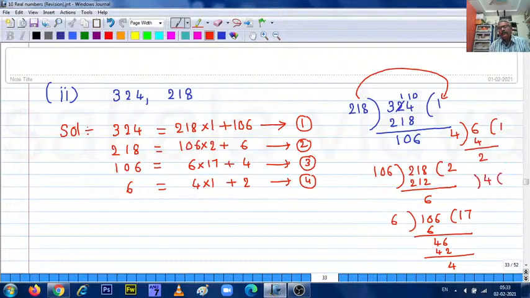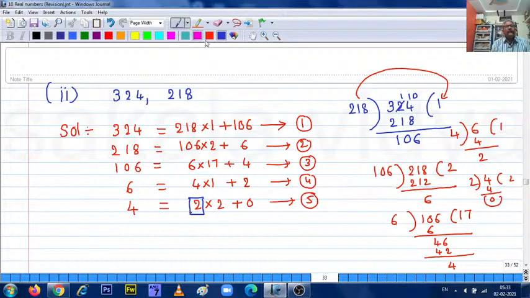4 divided by 2. 2 2 ja 4. Stop. 0 remainder you will be getting. So 4 equals 2 times 2 plus 0. Say equation 5. Now this 2 is the HCF. Therefore HCF of 324 and 218 equals 2. This is the answer.